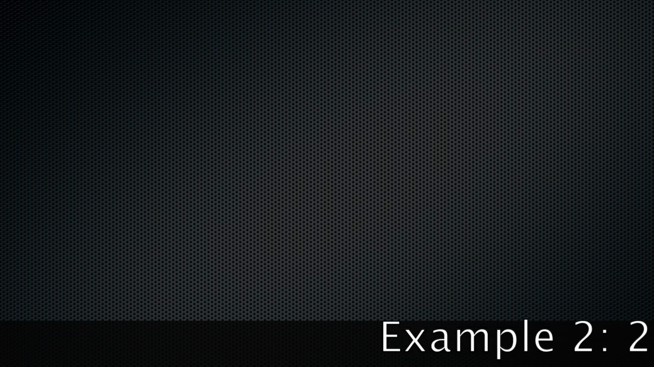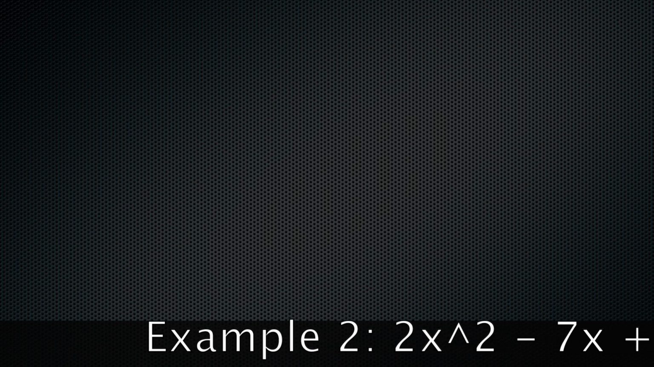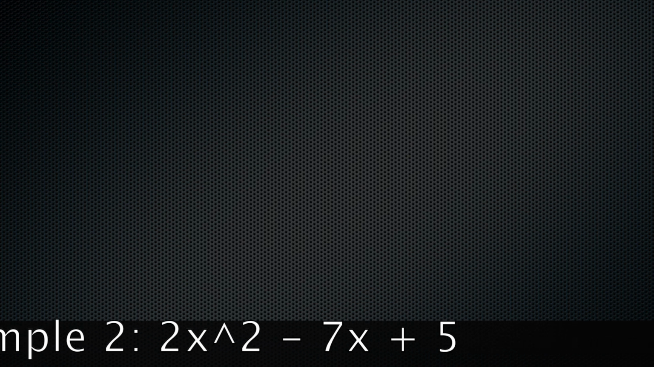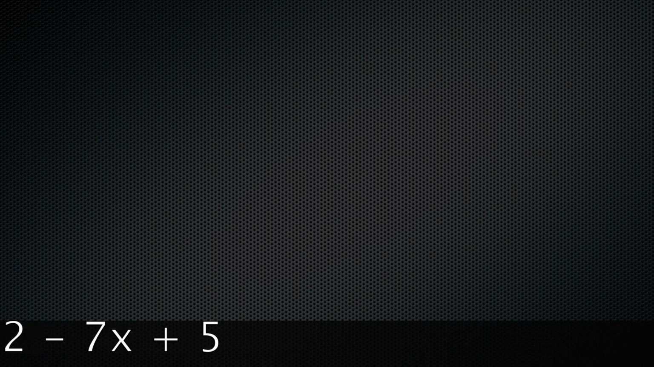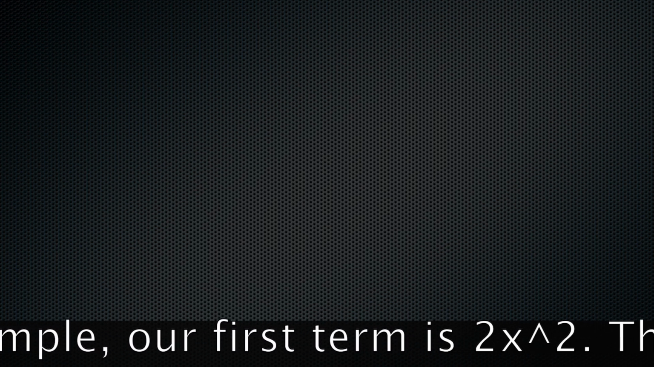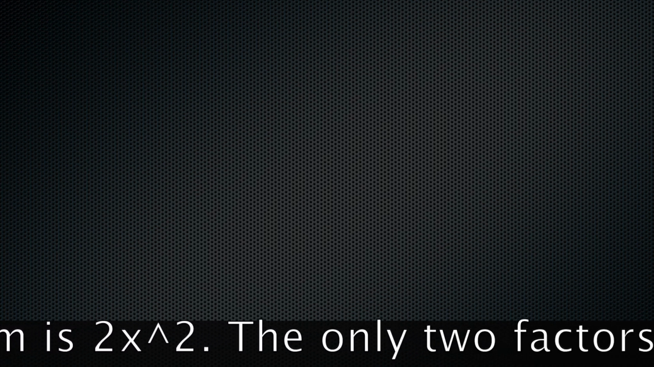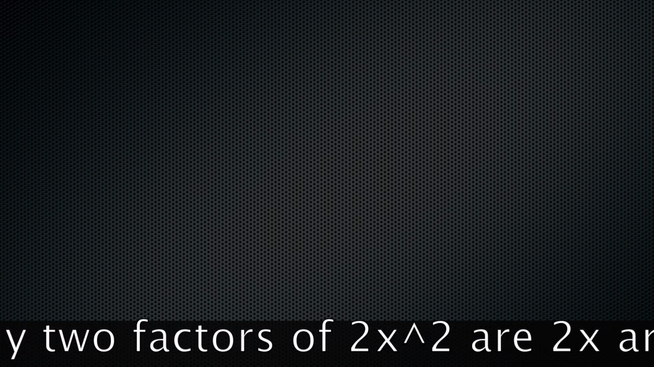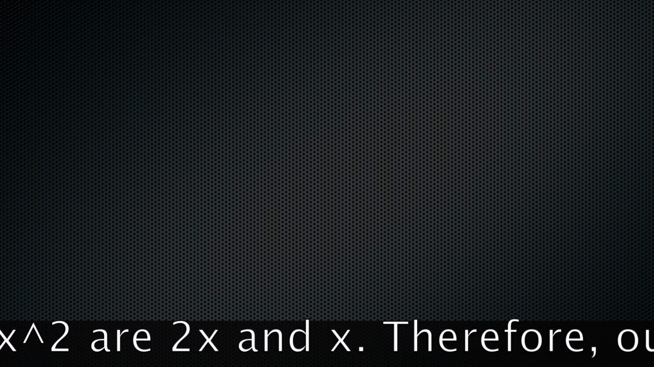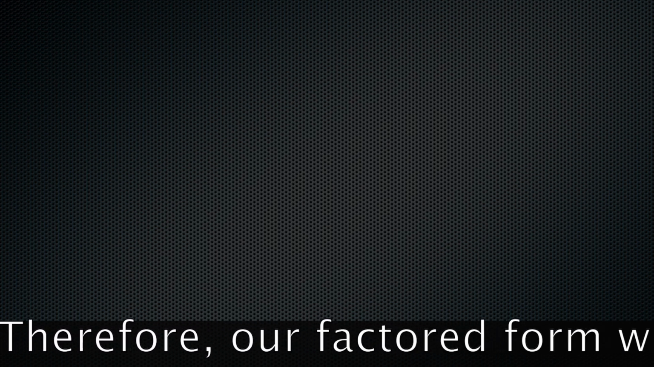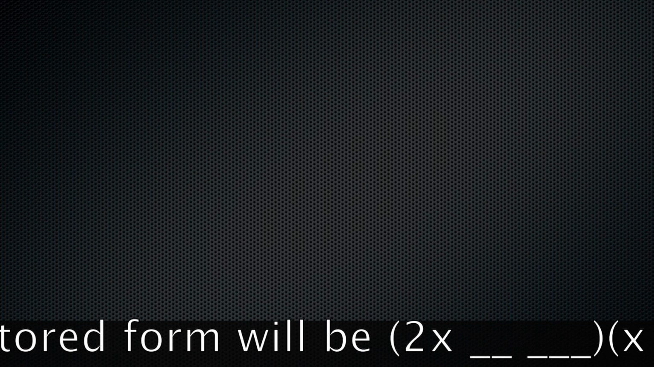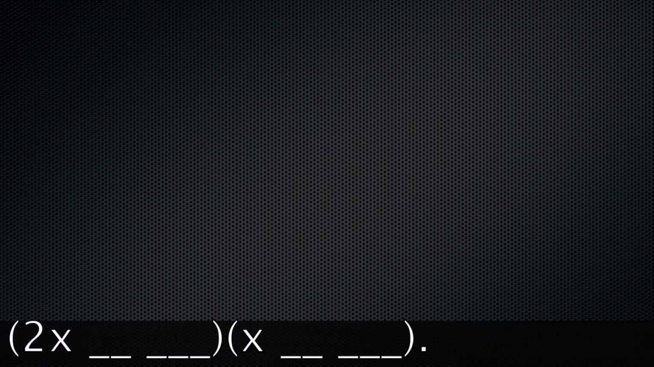But what happens if we don't have an implied 1 on our first term? So for our second example, we're going to do 2x squared minus 7x plus 5. Notice that instead of x squared, we have 2x squared. So we still have to find two factors that will give us 2x squared. Because 2 is prime, the only two factors of 2x squared are 2x and x. Therefore, our factored form will have to be 2x blank blank and x blank blank.